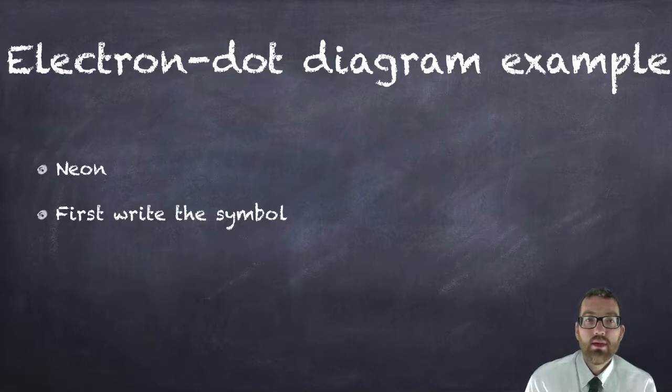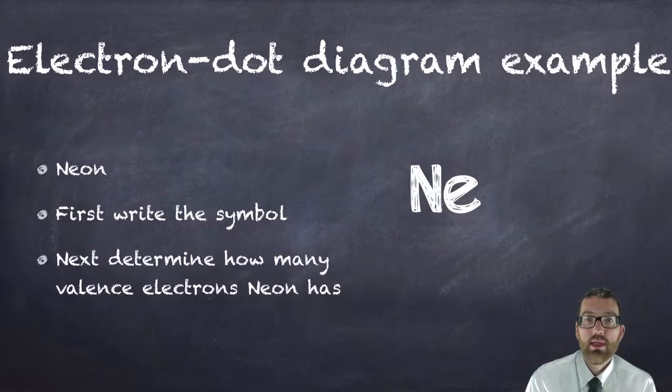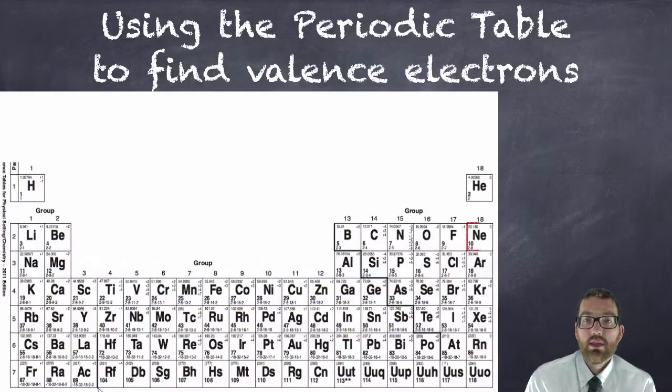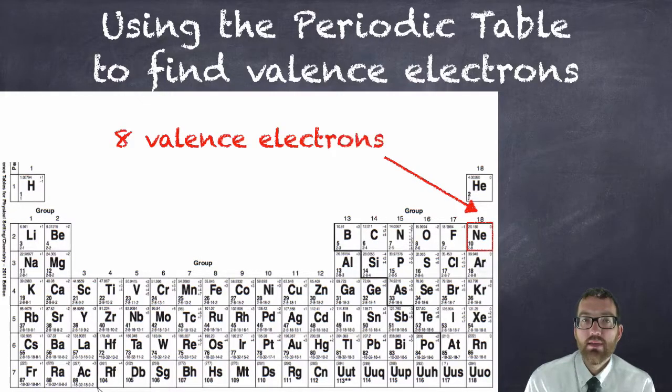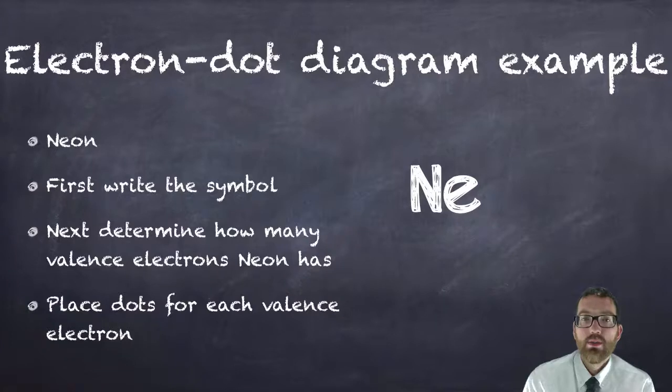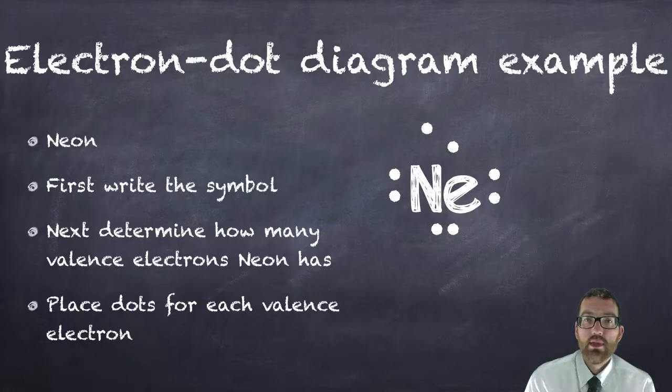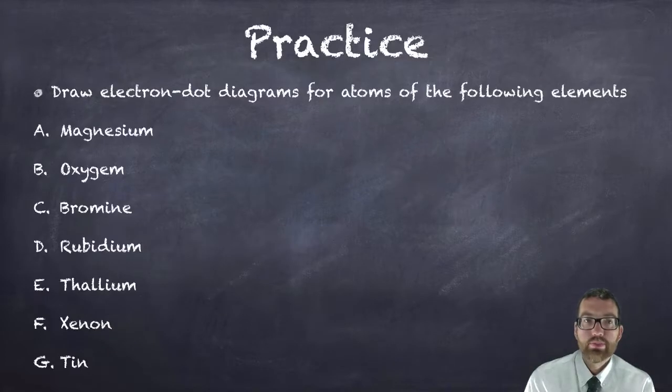Last, we have neon. Neon symbol is Ne. Neon is element 10. It's in group 18, which means it has 8 valence electrons. So when you have 8 valence electrons, all you do is you fill them up. You should follow the rules and go clockwise or counterclockwise, but they eventually will all pair up. 7 and 8.